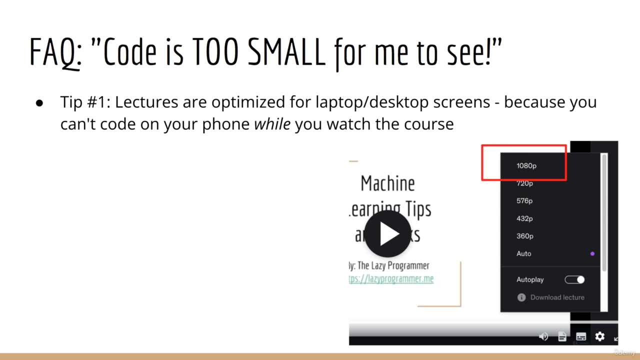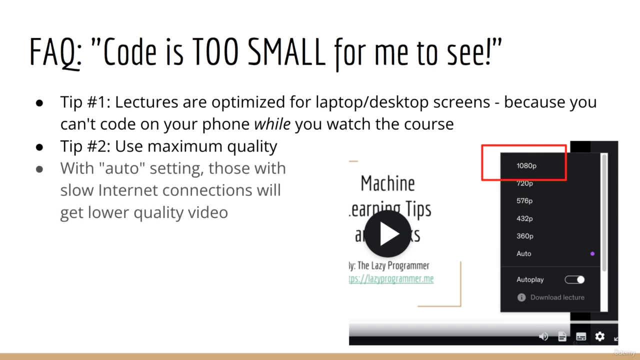Tip number 2. Note that you can change the quality of the video. For some students with slow internet connections, this platform will automatically adjust the quality to have a lower resolution. The result is that the video looks blurry compared to the original. The original resolution is 1080p, and you can select this manually from the video player. And if you don't know how to do this, please contact the technical support team.